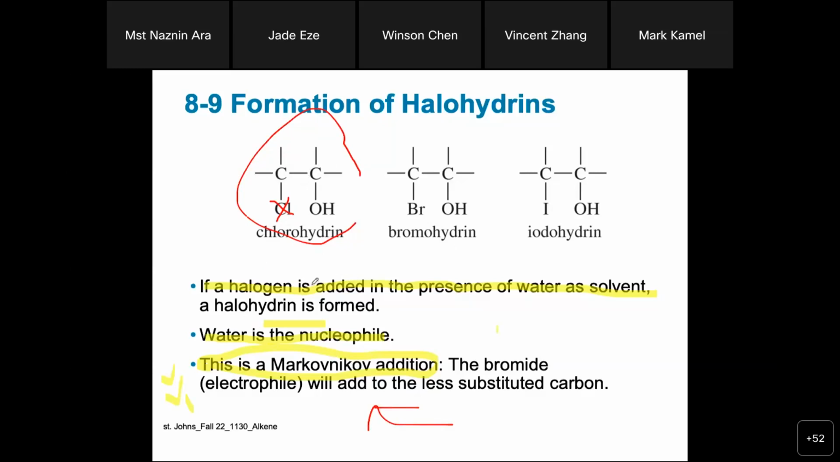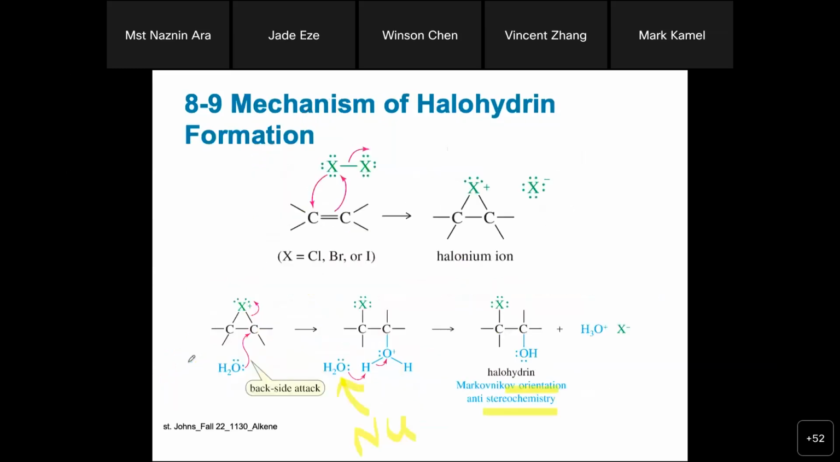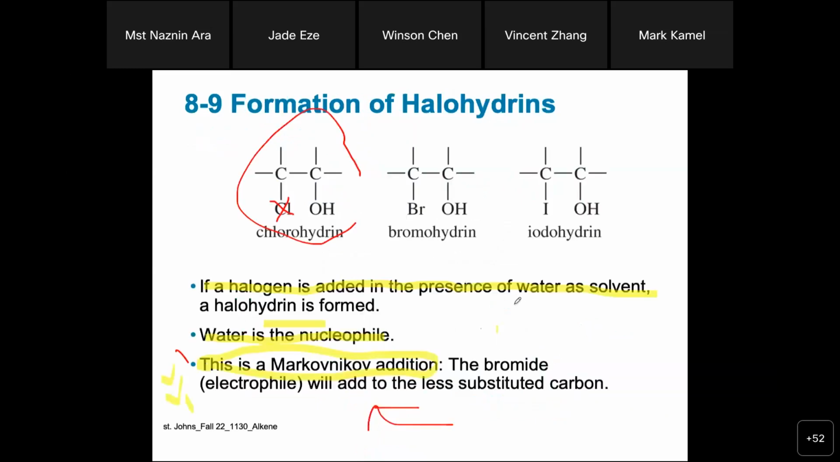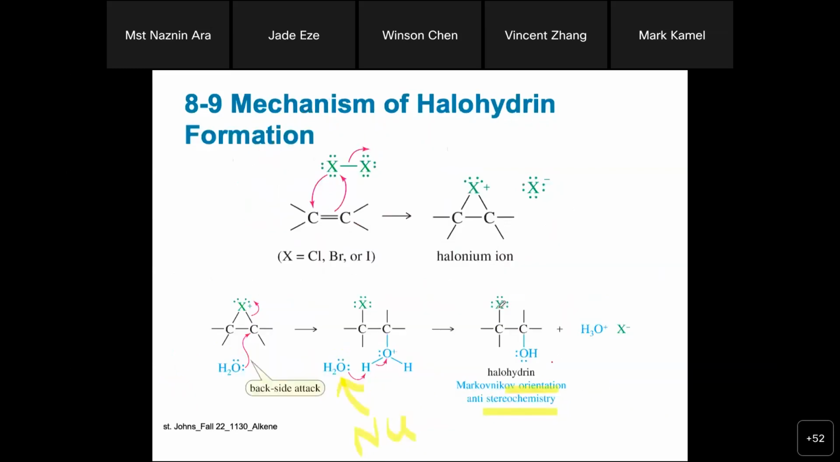You need to remember what I sometimes mention here. So look here, this is the mechanism of halohydrin formation. Similar things: first we have this halonium ion, and second we have the backside attack and the halohydrin. Before, we saw two halogens in the backside attack, but here, since this is in the presence of water as solvent, it will finally be a backside attack, and one halogen will be replaced by this hydroxyl group. This is the Markovnikov orientation, and this product will form here.